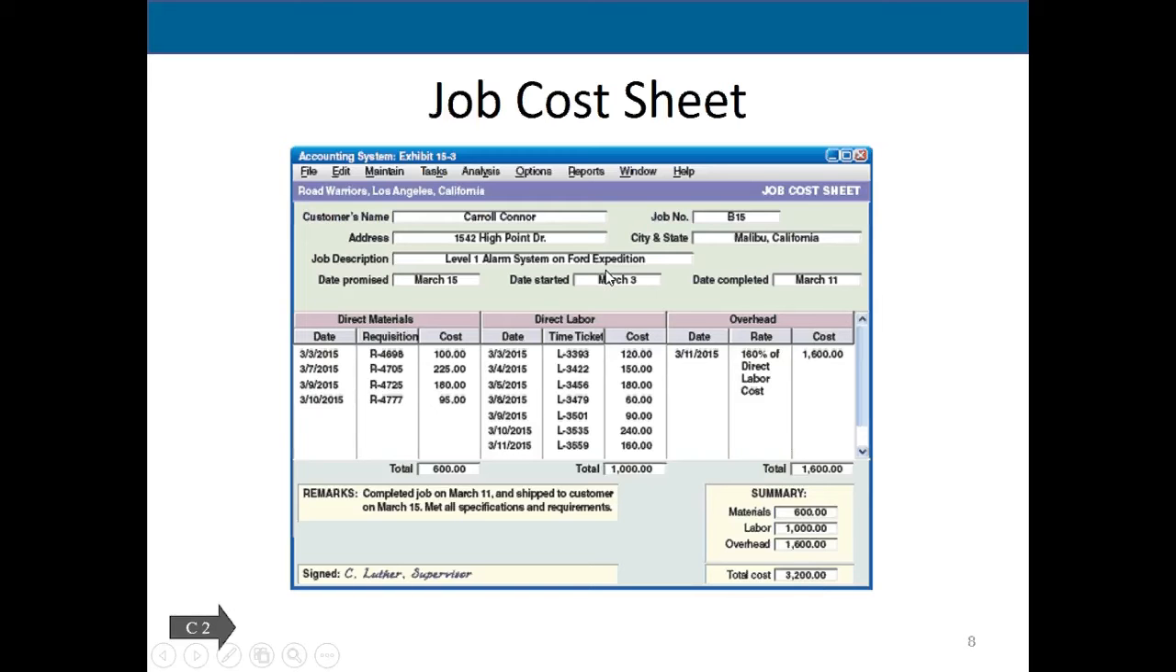$3,200 to put an alarm system in a Ford Expedition sounds pretty crazy to me. I don't want to know what Carol's hauling around in that Ford Expedition. Sometimes it's just better not to ask, right?